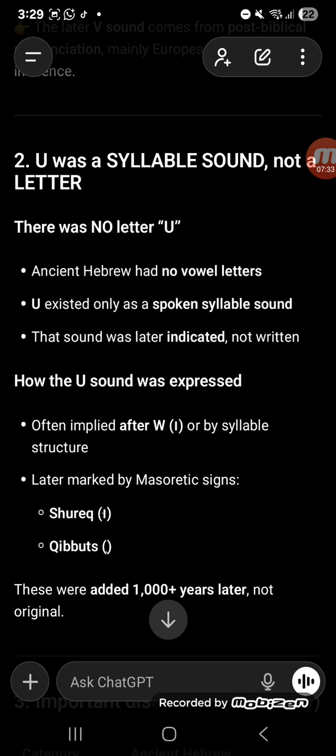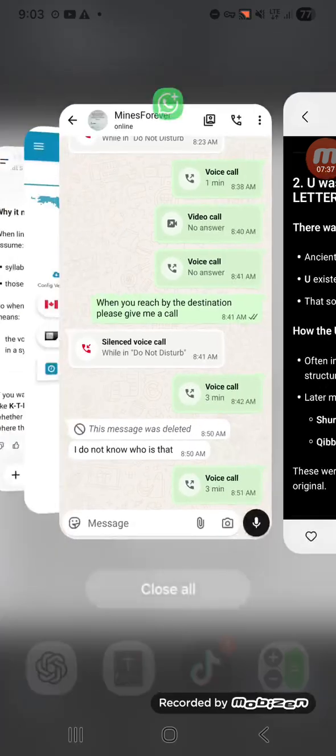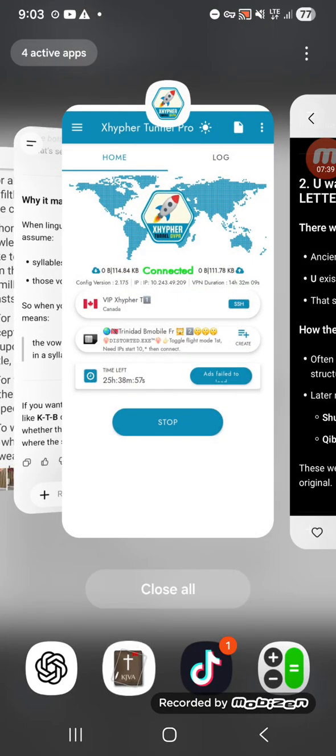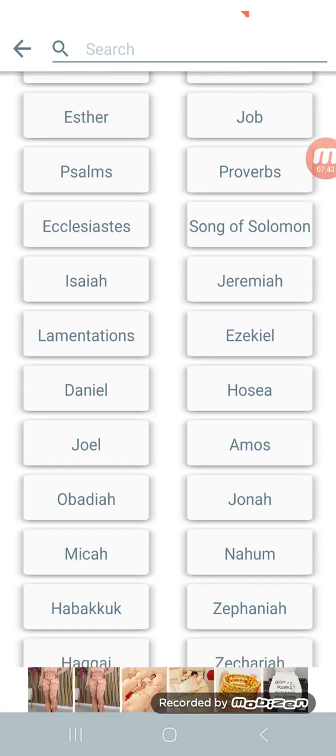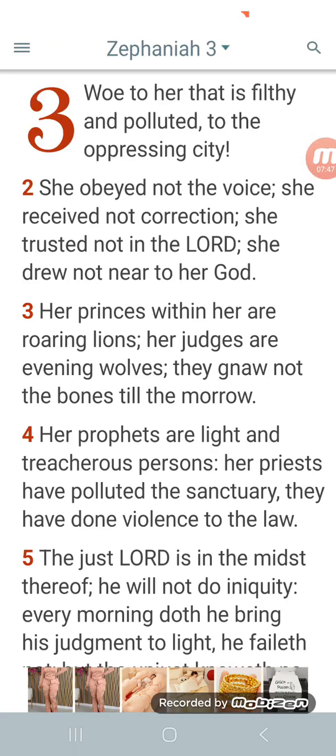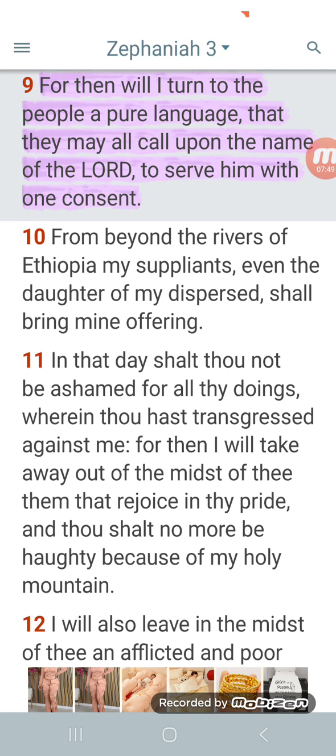But as scripture says, very clear, prophecy. Go back into prophecy. We go back into it. Zephaniah chapter 3 and verse 9 says, for then will I turn to the people a pure language, that they may all call upon the name of the Lord, to serve him with one consent. This is the reason why the language would have been brought back.